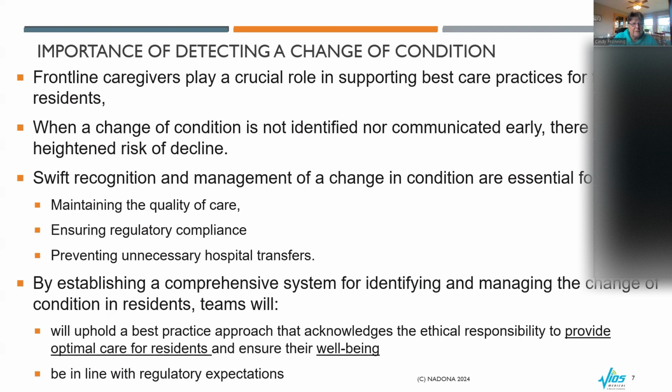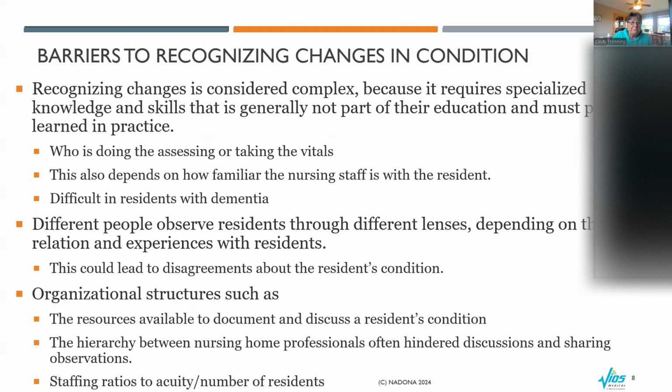And so when we do have a system for identifying and for managing those changes in conditions, the team is going to be able to provide that optimal care for residents and ensure their well-being, and will meet the regulatory expectations. So it's just so critical that we keep them if it's at all possible to keep them in our building. But we have to be able to treat them. First, we have to recognize it, and then we have to be able to treat them.